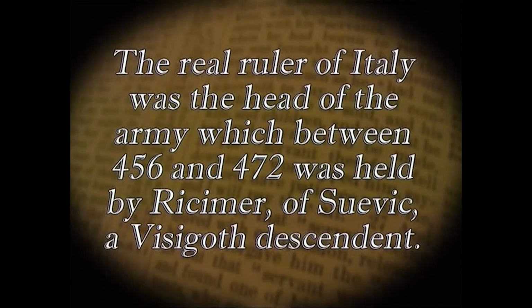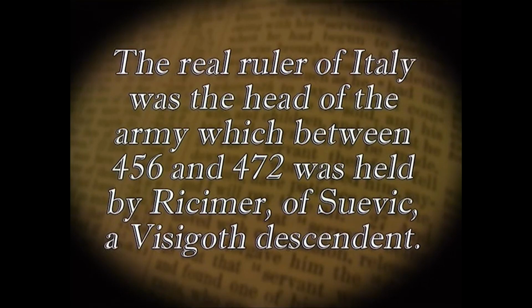Now, we'll look at some of those details a little later, but that's where we're headed, and that's the significance of the fact that the Roman Empire is falling apart and that they don't really have any real strong emperors or strong leaders to guide this empire and protect this empire from this invasion. The real power behind the emperors were the men who headed and led the armies. Between 456 and 472, this power was held by a man by the name of Ricimer, a Suevic Visigoth descendant. Now, Ricimer was the power.